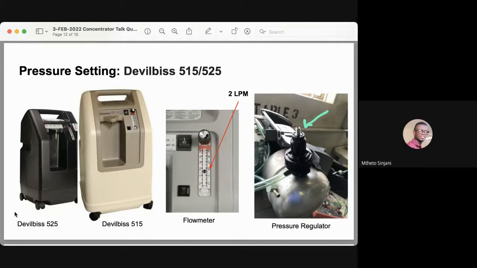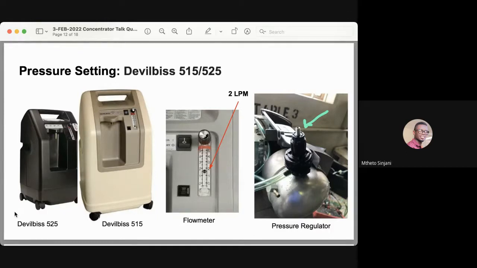Moving on to the Devilbiss. The Devilbiss is quite straightforward. All you need to do is turn on the unit and set the flow meter at 2 liters per minute. After that, connect the pressure gauge to the patient outlet. If the pressure gauge reads anything other than 8 to 9 psi with the outlet blocked, then you need to adjust the pressure regulator to get the mentioned readings, 8 to 9 psi. It's quite straightforward.